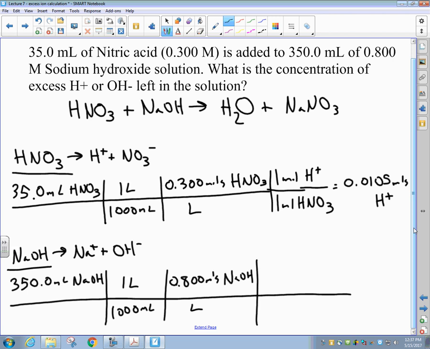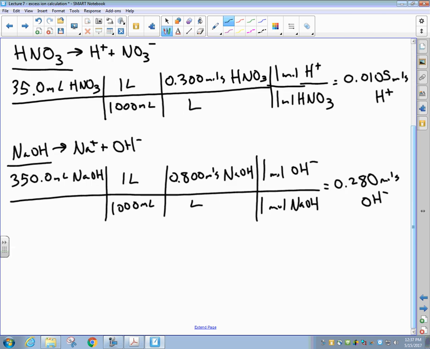And again, because we have a strong base, we know it's going to ionize 100%. For every 1 mole of sodium hydroxide that dissolves, it's going to produce 1 mole of hydroxide ions. And I get 0.280 moles of OH. This is the point at which we have to stop and think about the 2 values that we have in front of us here. What we're saying is that we have each of these in solution.